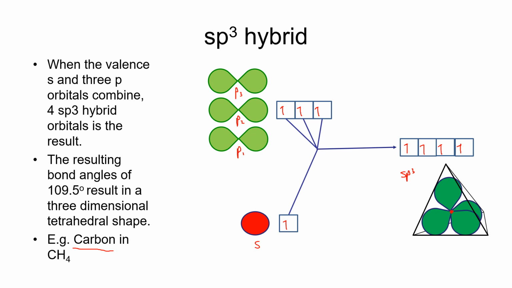Something like methane, you could have 4 hydrogens all bonded to each one of these hybridized orbitals, and you'll end up with a shape that looks kind of like a pyramid and has a bond angle of roughly 109.5 degrees between each bond.